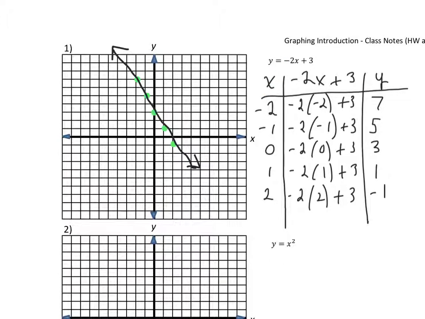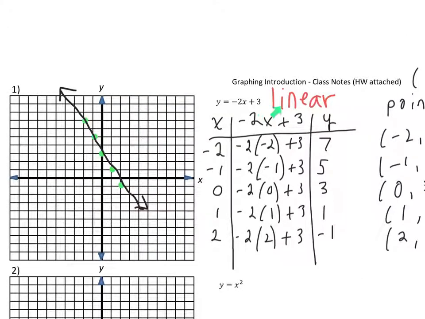And notice that our rise here, which is our y values, they're going down by 2 every time, while the x values are going up by 1 every time. So that is your change in y over change in x, or your slope. So here again, this is a linear equation, which has the word line right in it.